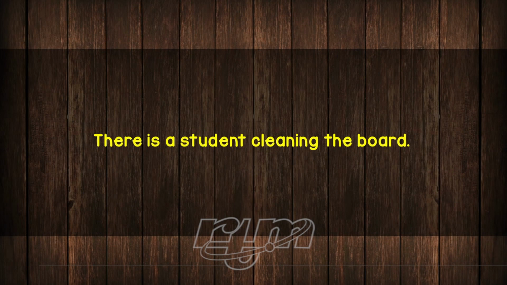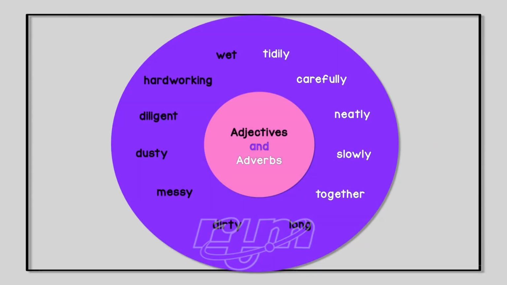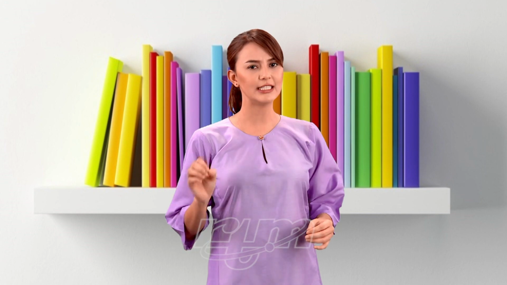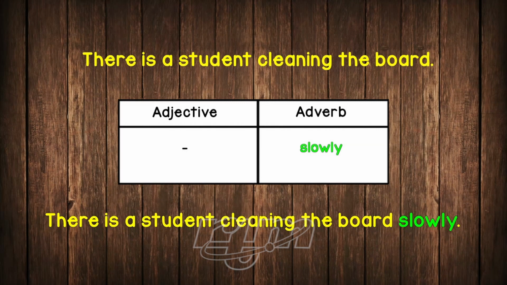Don't stop practicing. We have 3 more sentences. For the third sentence, think of a suitable adverb for cleaning. From my circle map, I think I'm going to use the word slowly. By adding the word slowly, it adds more detail to the verb cleaning. There is a student cleaning the board slowly.